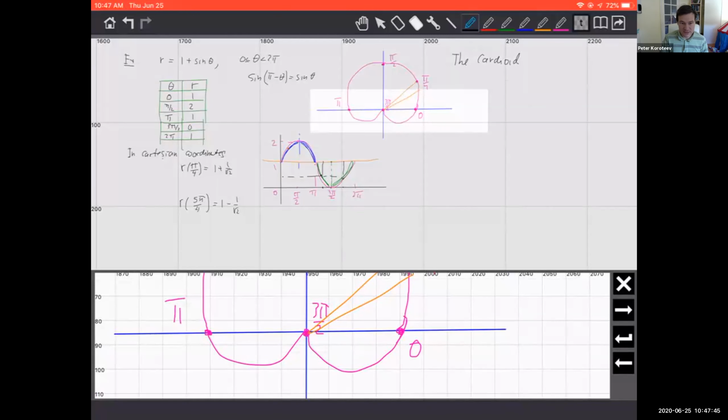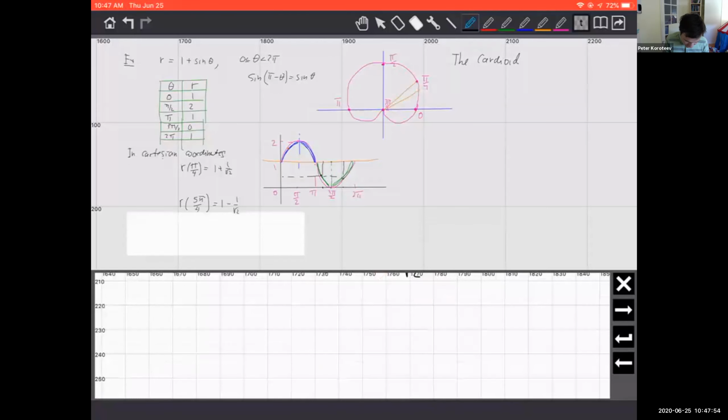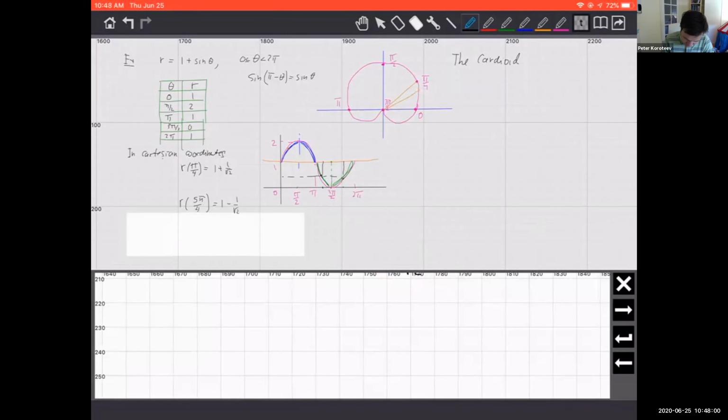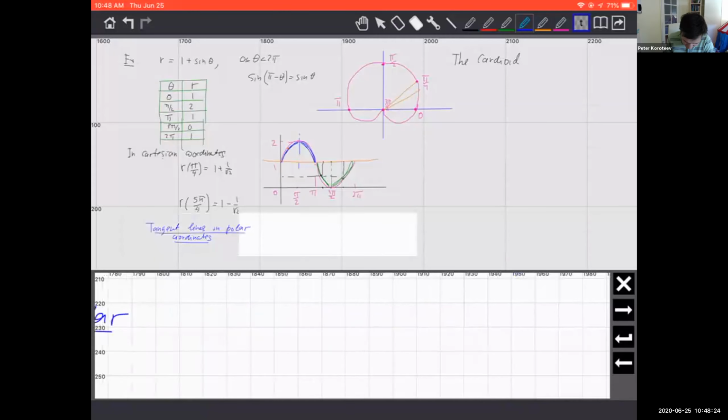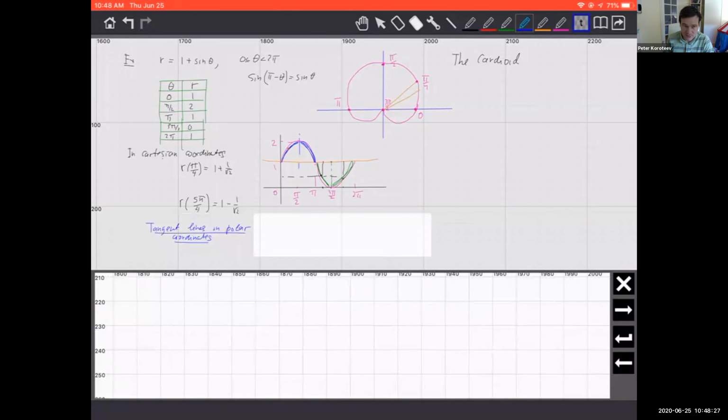Okay, so now let's see, before we go to discussing other shapes and symmetries, let's study its analytical properties, right? So let's talk about tangent lines. Tangent lines in polar coordinates. So for us, it shouldn't be much new because we know how to study tangent lines for any parameterization.